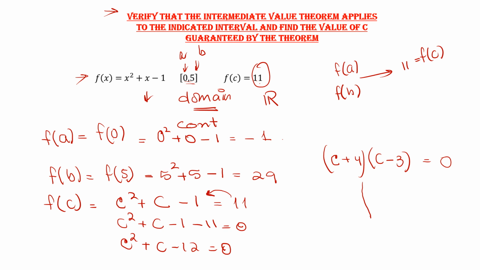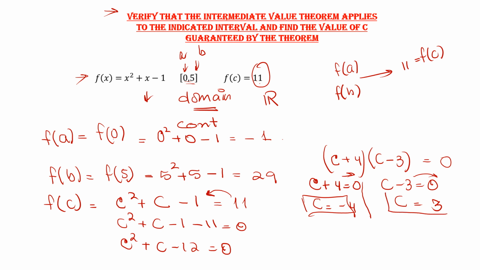One by one, set each factor equal to 0. So, c plus 4 equals 0, and c minus 3 equals 0. Bring the 4 to the other side, so c equals negative 4, and bring the negative 3 to the other side, so you will get c equals 3.